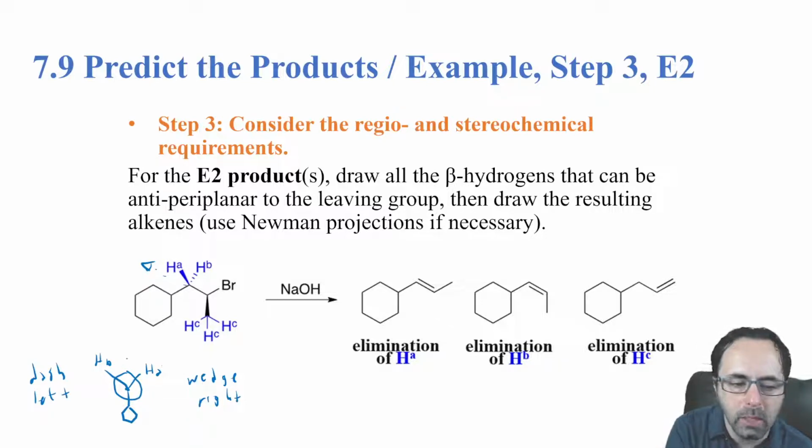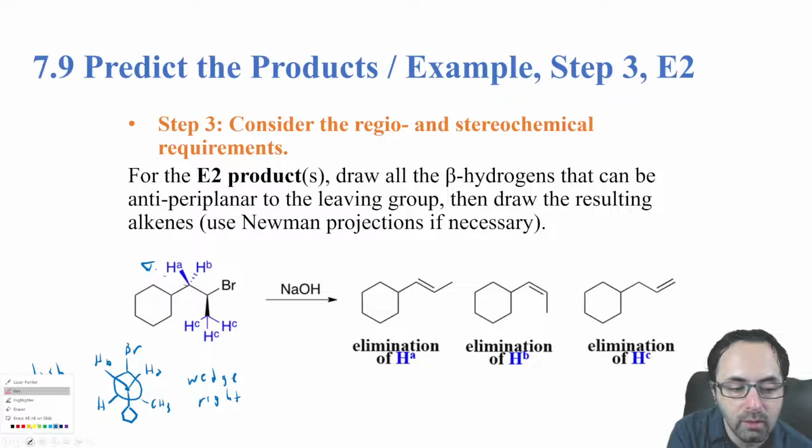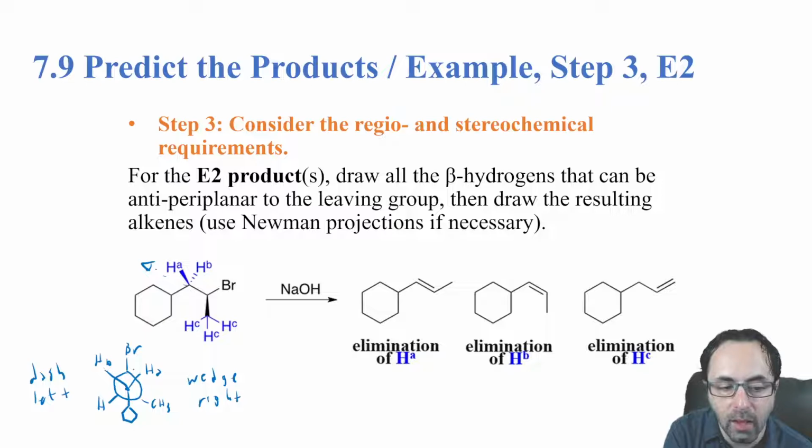Okay, then on the back carbon here, the bromine is going straight up. Okay, and the wedge here is the methyl. So the methyl is going to go on the right side, and then there's a hydrogen that's not drawn that's on the left. Okay, and so in order to do this, remember that the hydrogen A or hydrogen B has to be anti-periplanar to the bromine because we're doing an E2 mechanism.